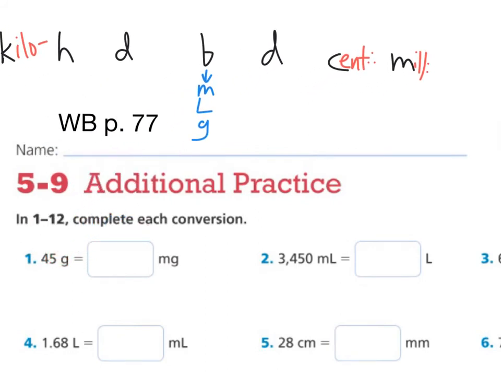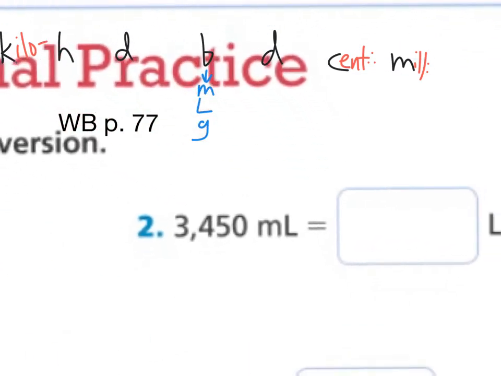So that would be moving from milliliters to liters. So we'd be moving 1, 2, 3 spots to the left. If you look at our number here, the decimal is going to start after the 0 at the end. So moving 3 spots to the left, that would put our decimal right here between the 3 and the 4.